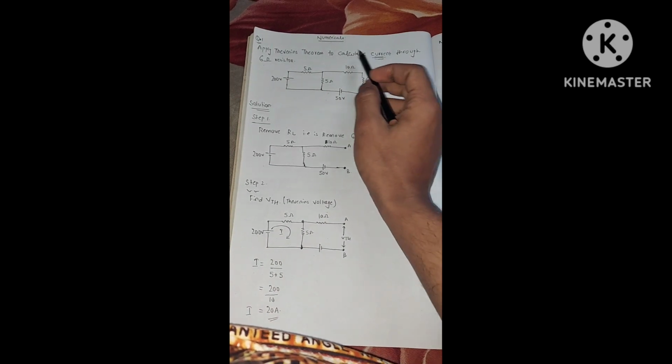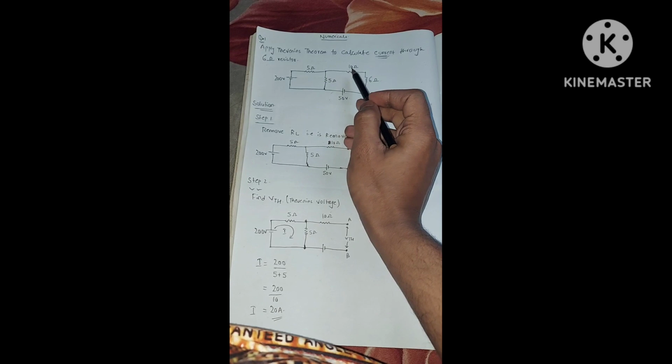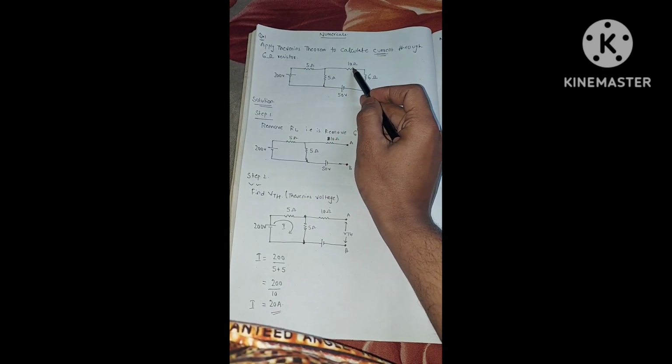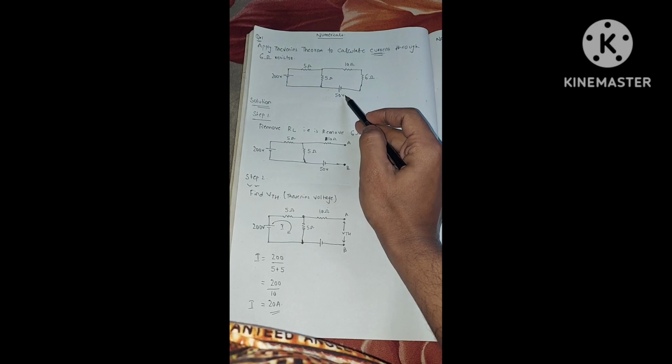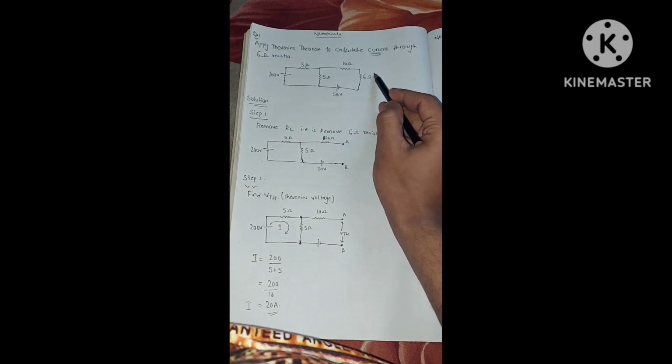The question here is: a 200 volt supply is given. Three resistors are given, 5 ohm, 5 ohm, 10 ohm. Another voltage supply is given, that is 50 volts, and a load resistance is connected at the end, that is 6 ohms. We need to find the current through this 6 ohm.